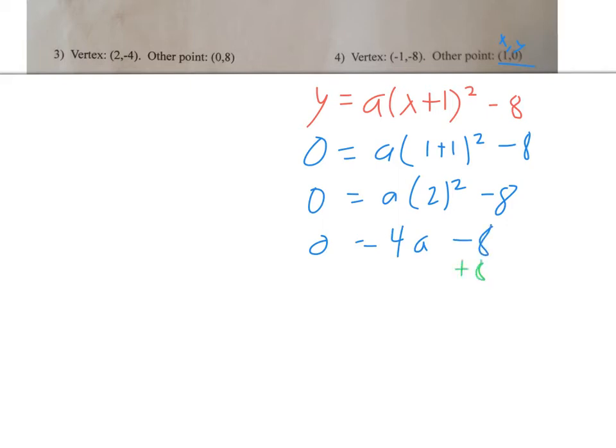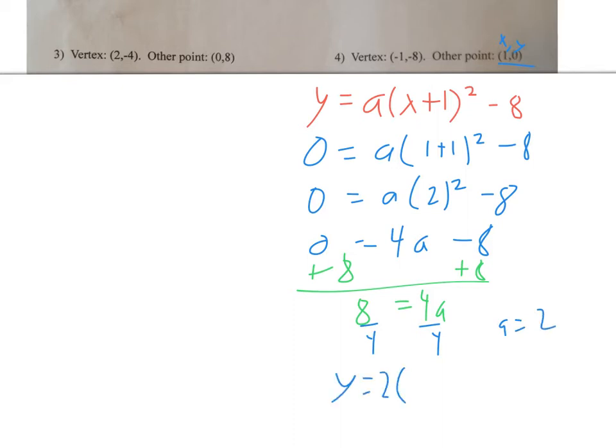Now we're going to add the 8 over. Let's solve this, isolate a. And then we're going to divide by 4. So we get a equals 2. So y equals 2 times x plus 1 squared minus 8.